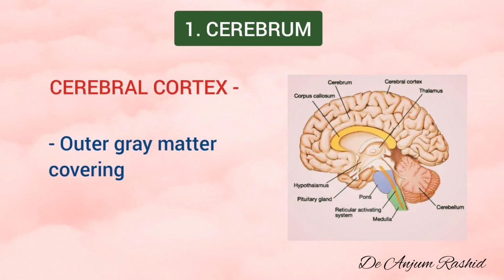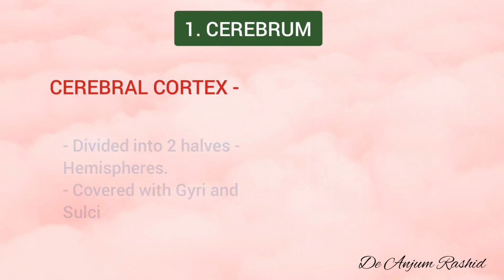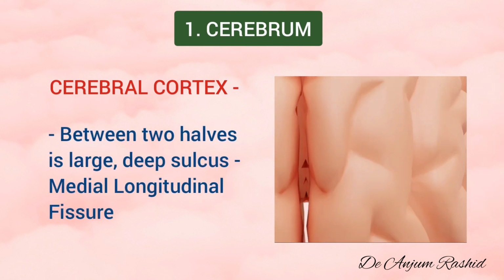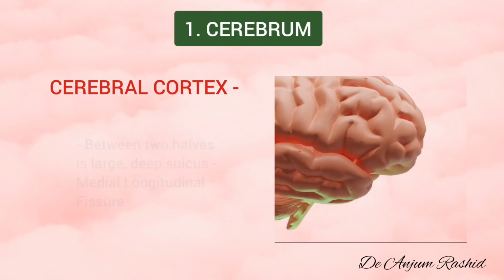Now, the cerebral cortex is the outer gray matter covering of the cerebrum. It is divided into two halves or hemispheres. It is covered with ridges which are called gyri and folds called sulci. Between the two halves is a large deep sulcus which is called the medial longitudinal fissure.